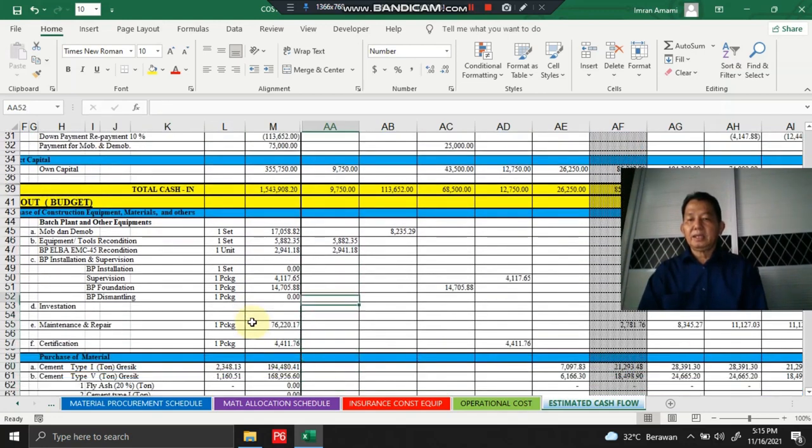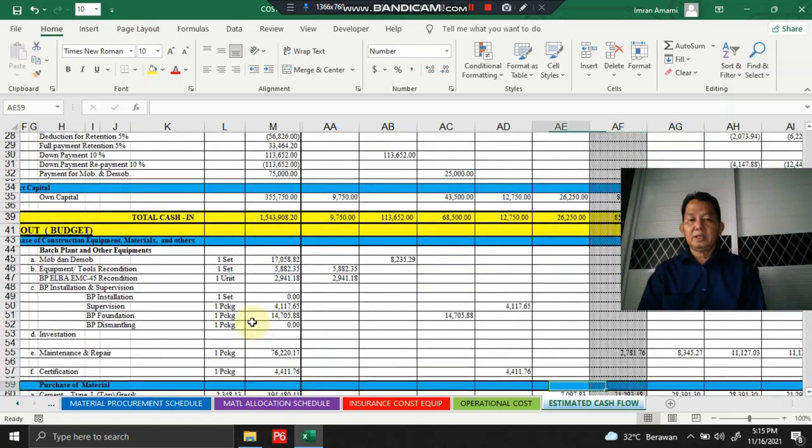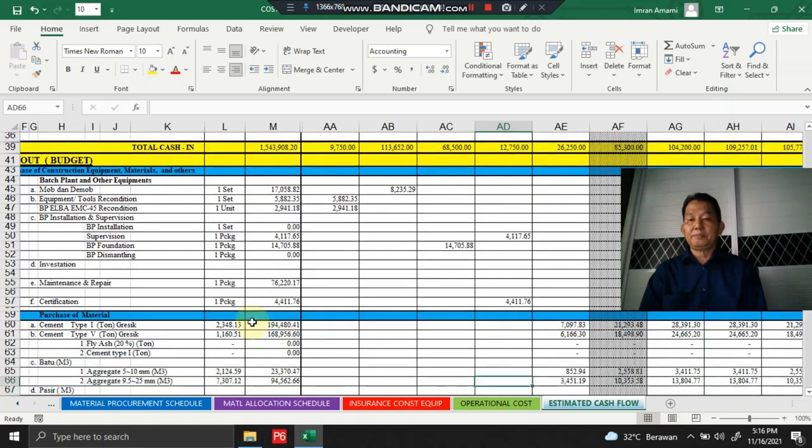And then this is batching plant installation and supervision. We arrange, or allocate, this cost 3 months earlier for the construction of the batching plant foundation, and 2 months earlier before the first month of concrete supply for the supervision. And this is the certification. We put it 2 months before the first month of concrete supply.